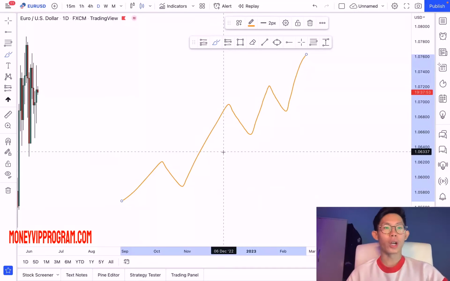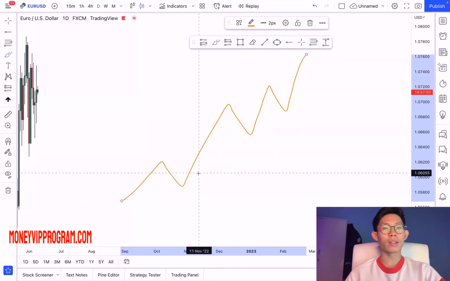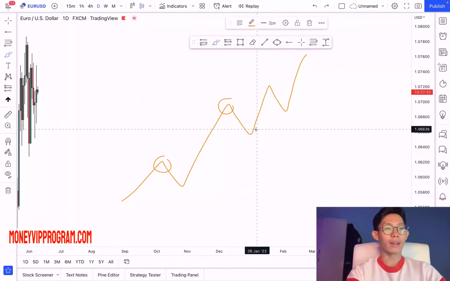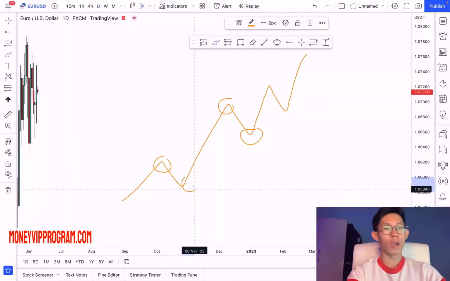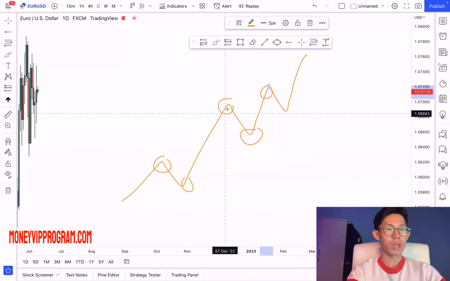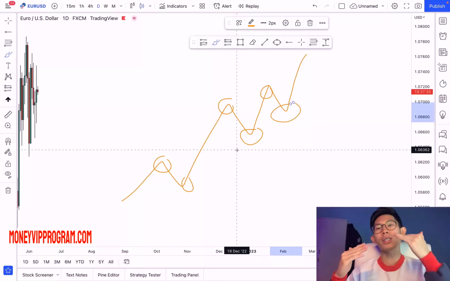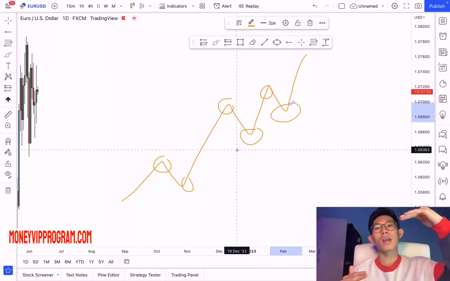And then in your uptrend, price is making higher highs and higher lows. You can see this high is higher than the previous high, and this low is higher than the previous low, and then this high is higher than the previous high, and this one higher than the previous low. So in the uptrend, price should be making higher highs and higher lows.